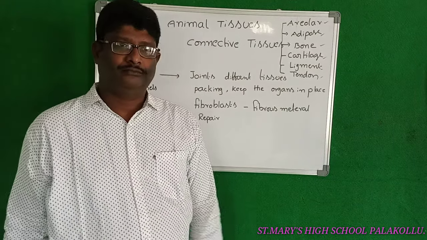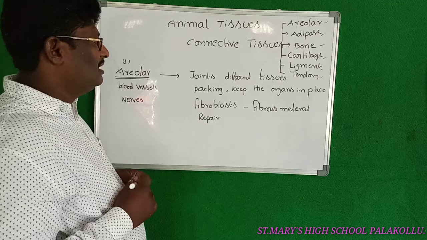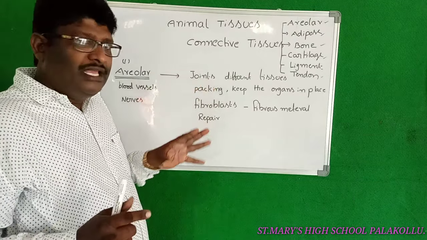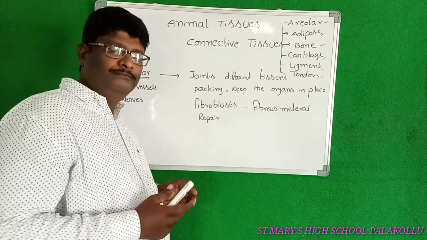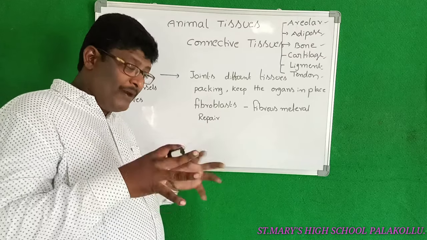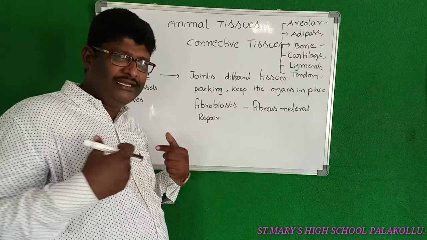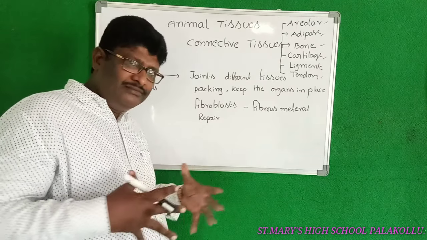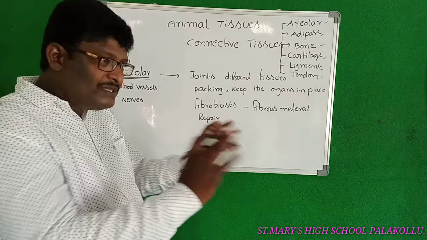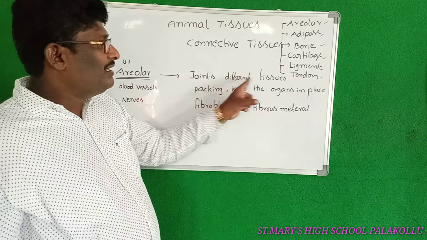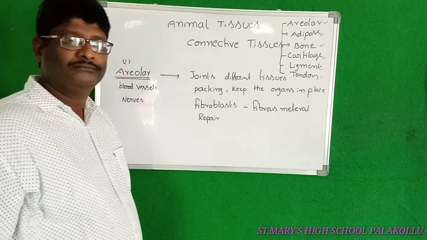Now we will see one by one. The first one, areolar tissue. What is that? Where is it? It connects the organs. Some organs in the internal section of our body are bound with this connective tissue in a specific place. Different tissues, meaning different organs, are joined by this areolar tissue.